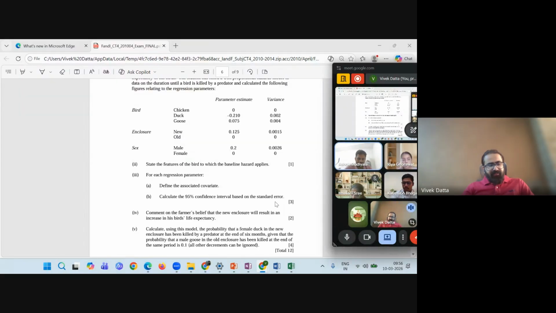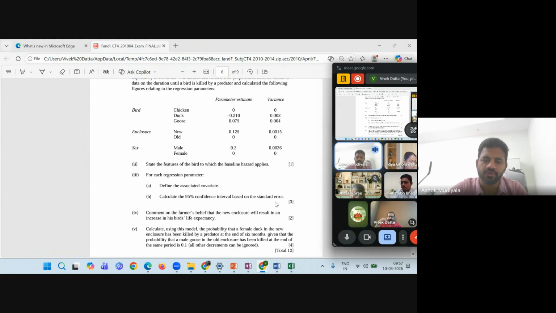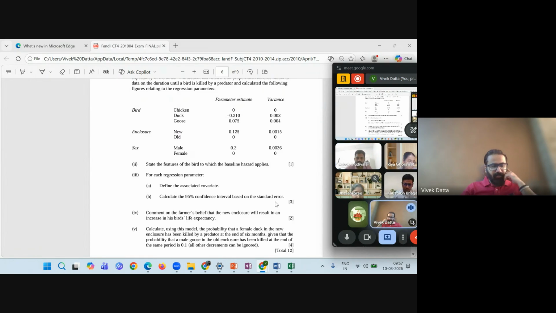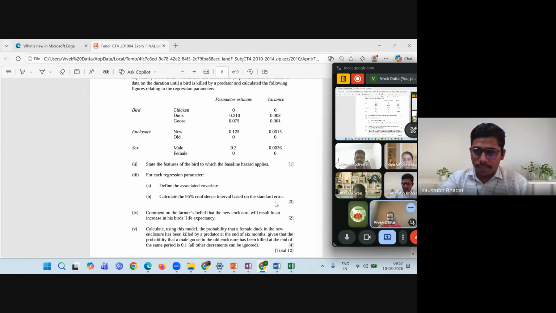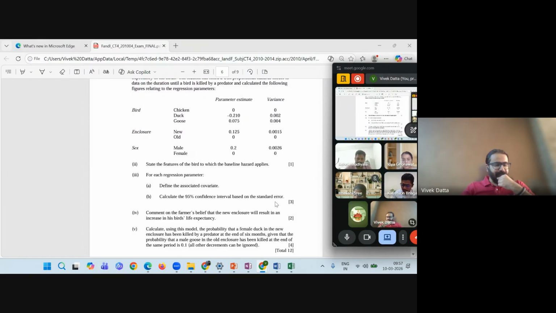What is the third one? Confidence interval? Beta 3 is 0.125 and confidence interval is 0.049 and 0.201. Okay, correct. Fourth one, I haven't reached till there. Okay, finish, complete the answer and tell me. Others, solve for the rest.